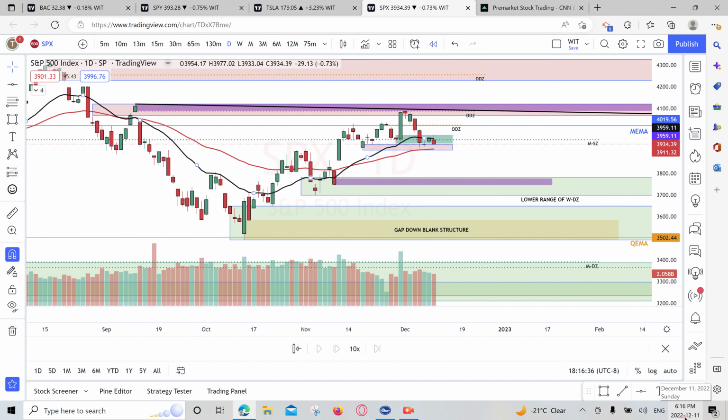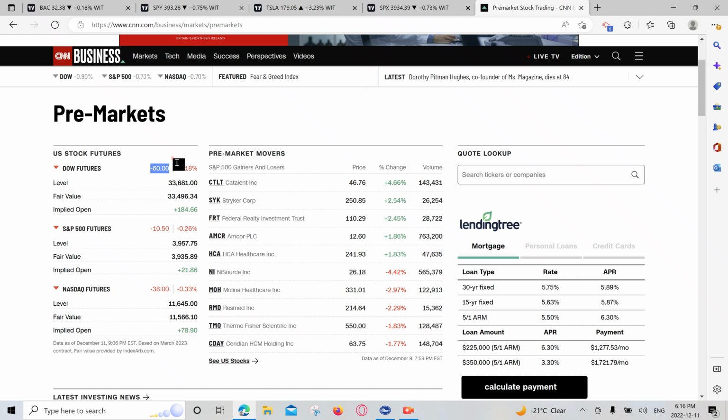Let me confirm the date here, December 11, 2022. It's 6:15:16 Vancouver timing. And important levels are these boxes right here, 3780, and let's go 3745. This is a crucial level, right? And let's see what's going on here.